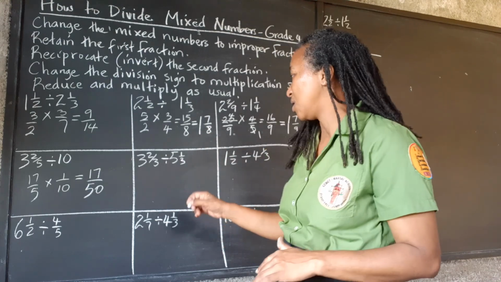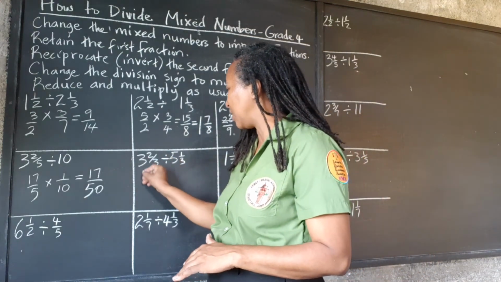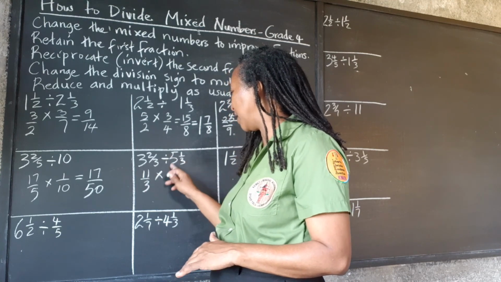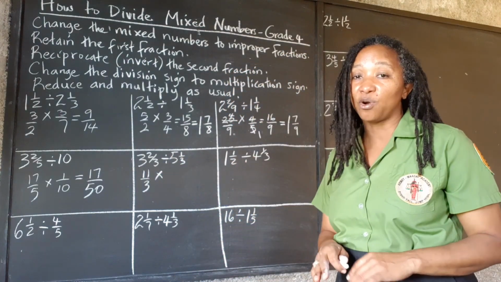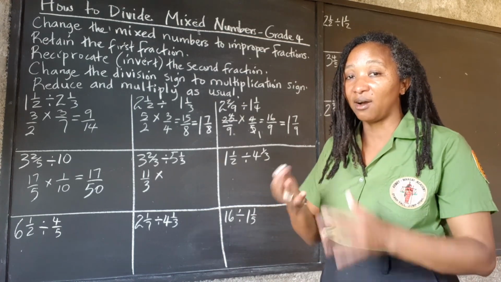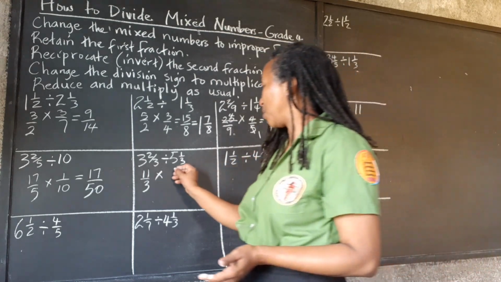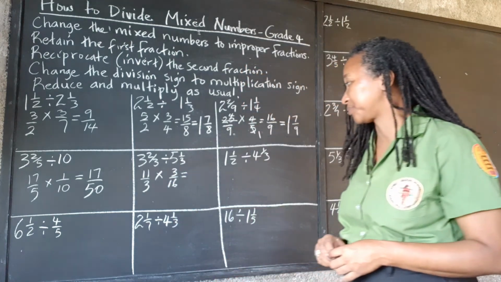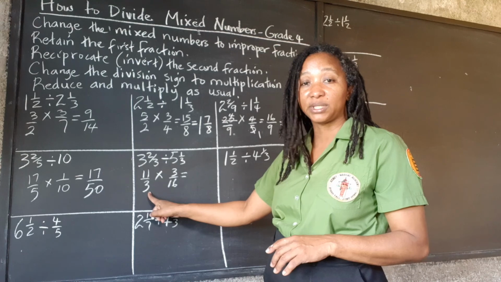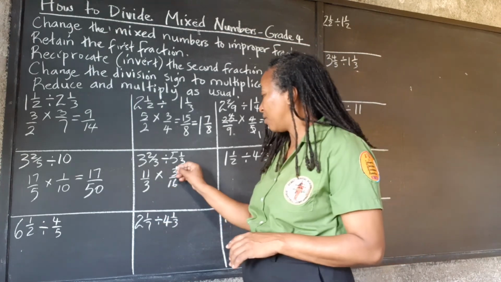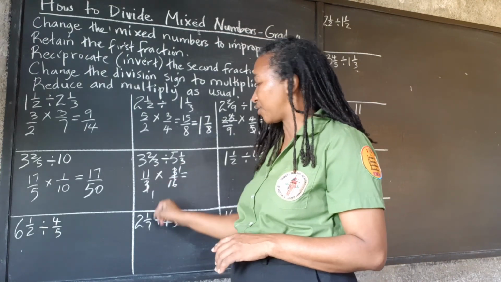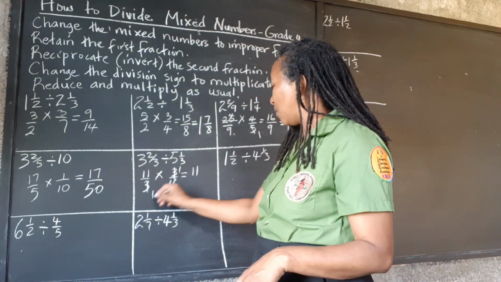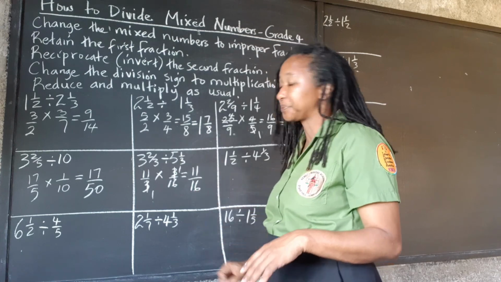So 3 times 3 is 9 and 2, 11 over 3. Change division to multiplication. 3 times 5 is 15 and 1, 16 over 3. The reciprocal of that is 3 over 16. Now we see where the 3's can reduce each other. 3 into 3, 1. 3 into 3, 1. 11 times 1 is 11, and 1 times 16 is 16.